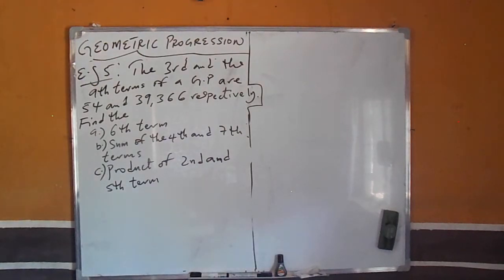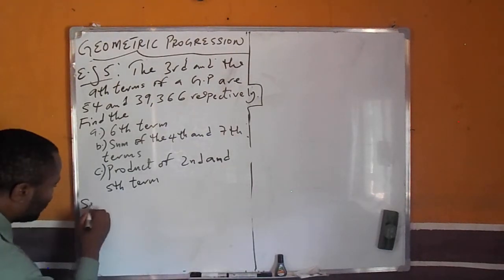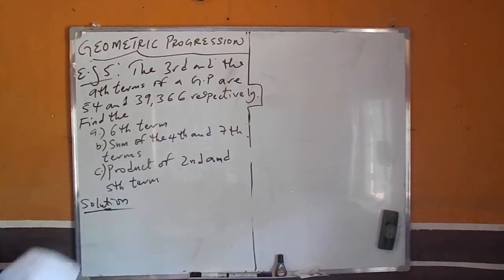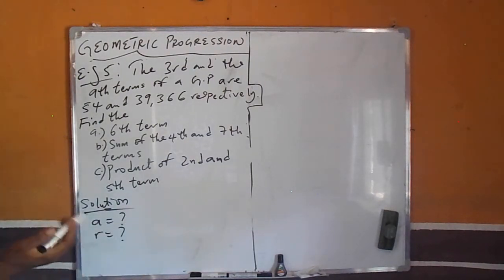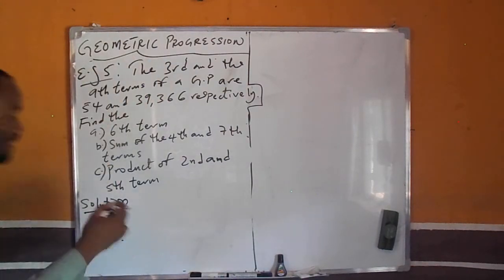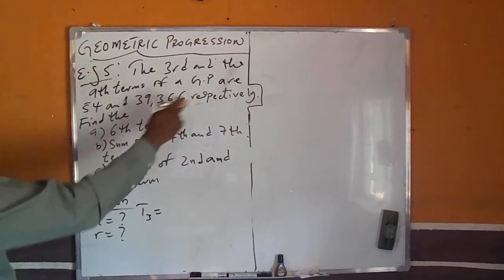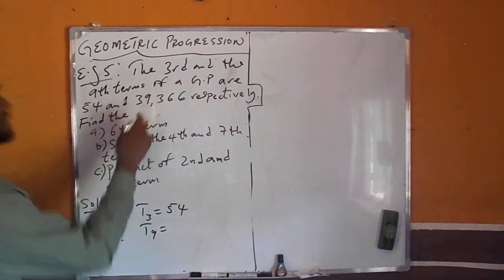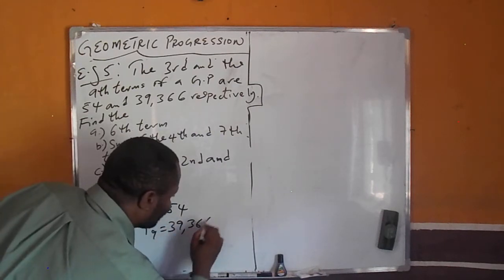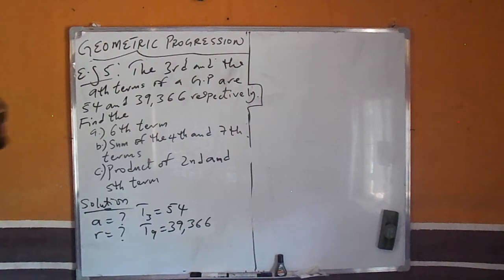Now, the question here says, example 5, the third and the ninth terms of a GP are 54 and 39,366 respectively. Find A, the sixth term, B, the sum of the fourth and seventh terms, and C, the product of the second and fifth terms. Now, solution. The first thing is to look for the sixth term. We are not given our A or R. We are only given the third term, T3 equals 54, and T9 equals 39,366.